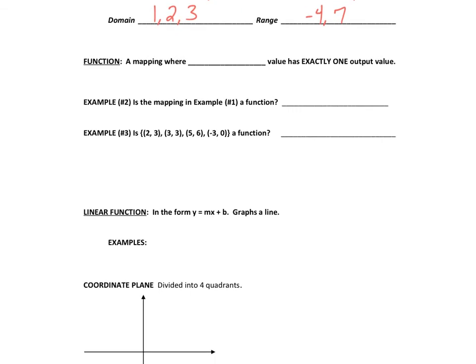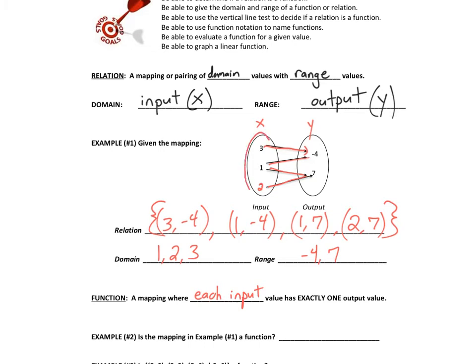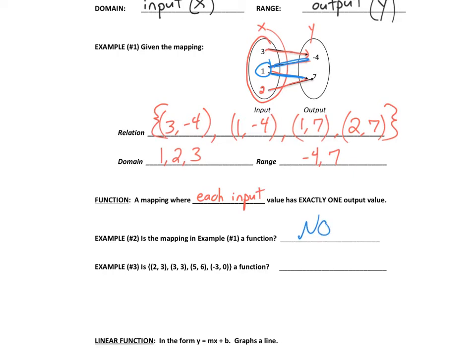All right, a function is a mapping where each input has exactly one output. So every input is only paired up with one output. So saying, is the example in number 1 a function? So if we look up, does every one of these x's only get paired up with one y? And you can see by the blue lines that 1 is paired up with -4 and it's paired up with 7. So is that a function? No.